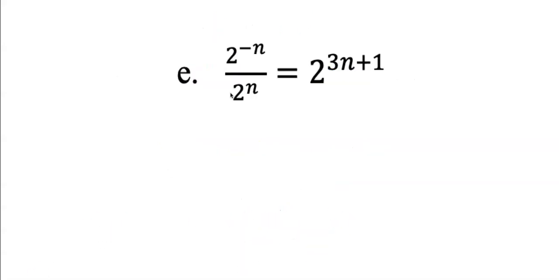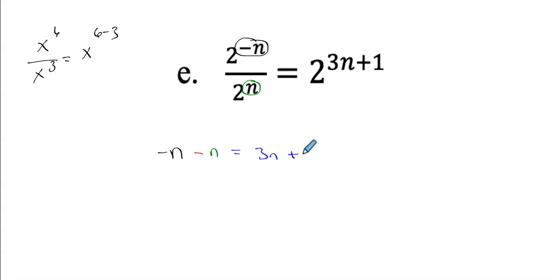Same thing, rules of division. So if you have x to the 6th divided by x to the 3rd, again, you're dividing here. What do you do with your exponents? This becomes 6 minus 3, and you subtract these, okay? Same thing here. So my bases are all the same, so I'm going to take this negative n minus, I'm going to take this n, and it equals 3n plus 1.